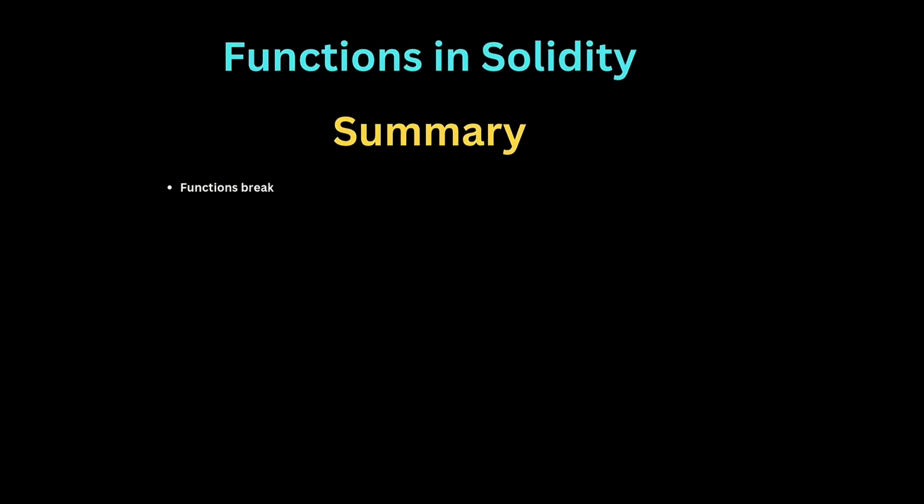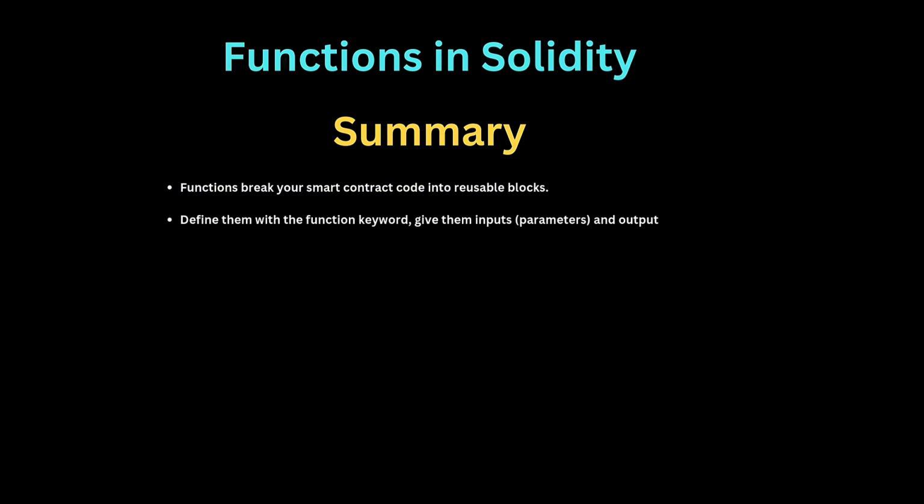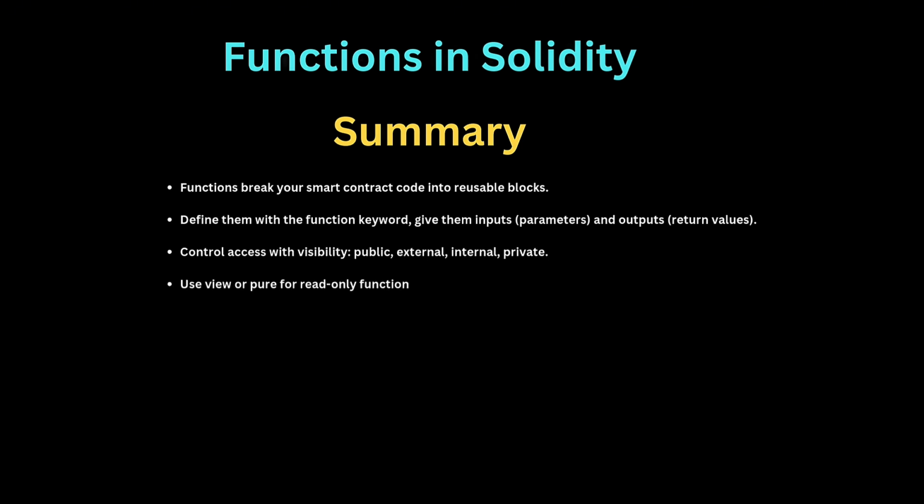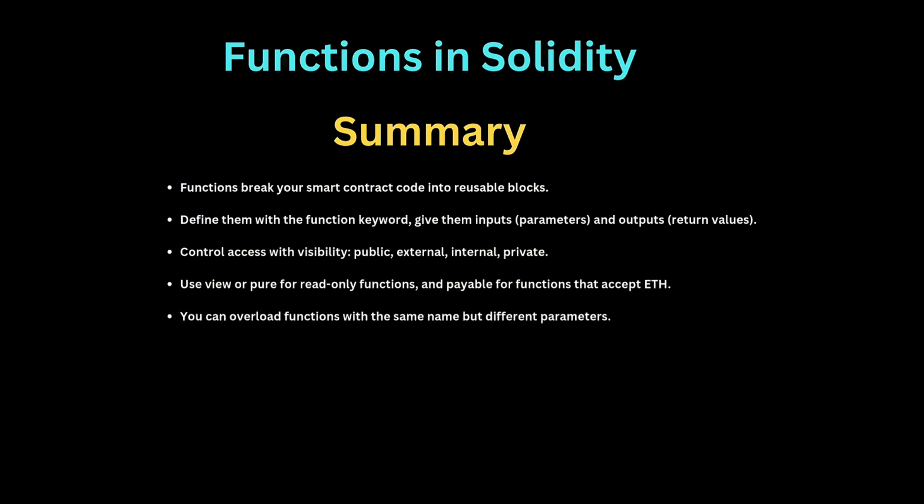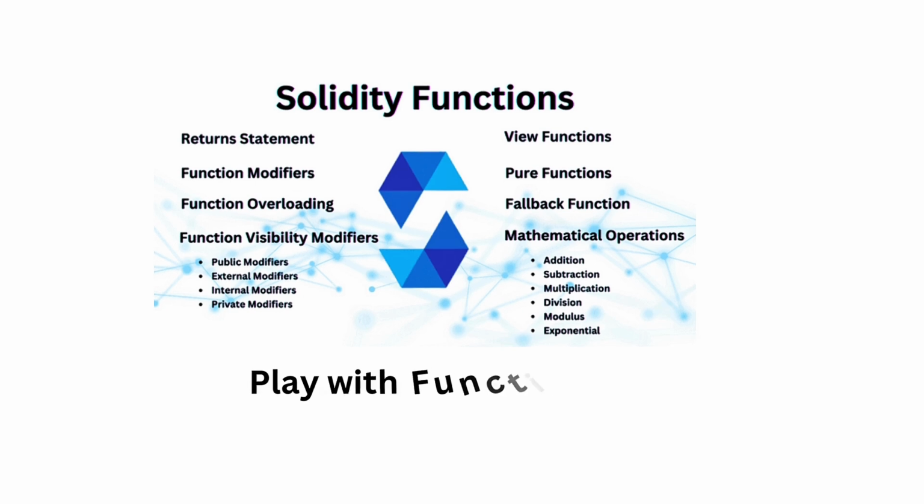Functions break your smart contract code into reusable blocks. Define them with the function keyword. Give them inputs (parameters) and outputs (return values). Control access with visibility: public, external, internal, private. Use view or pure for read-only functions, and payable for functions that accept ETH. You can overload functions with the same name but different parameters. Understanding functions is key to writing smart contracts. Try experimenting in Remix or your favorite Solidity environment. Define simple functions, play with visibility and modifiers, and watch how your contract behaves.